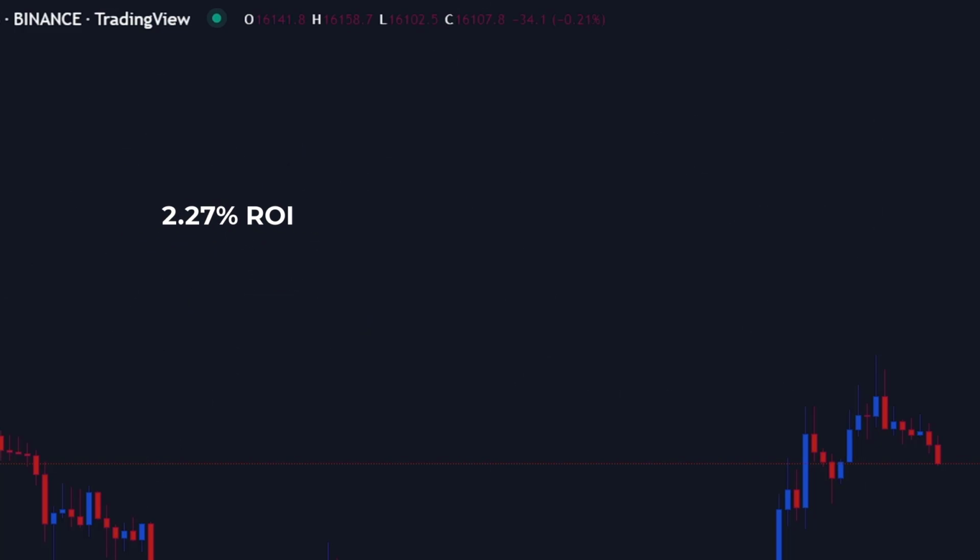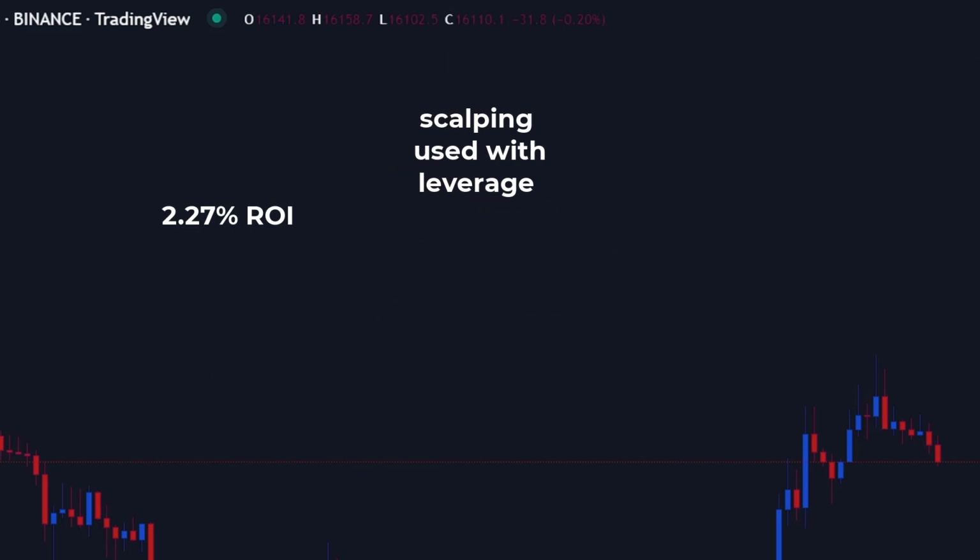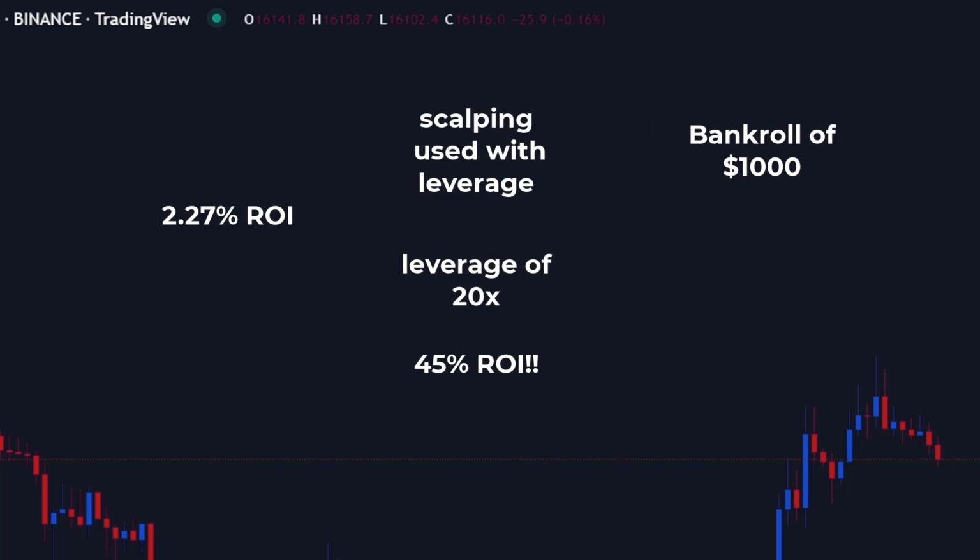This may seem on the low side, but bear in mind, this is a scalping technique, which means the losses and gains are mostly small. Therefore, we can easily leverage our position. If, for instance, we were to apply to each trade in this backtest a leverage of 20x, we would end up with 45% in profit. This also means if we would start out with a bankroll of only $1,000, we now made almost $500 in 1 week with little risk.